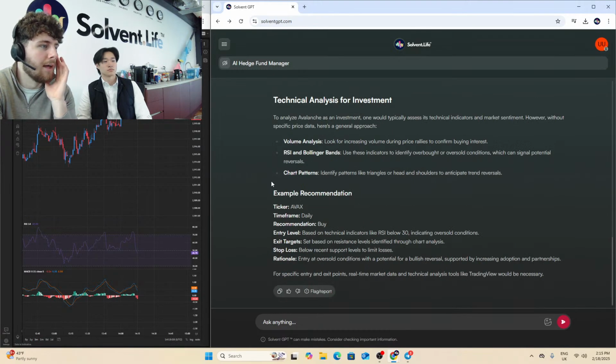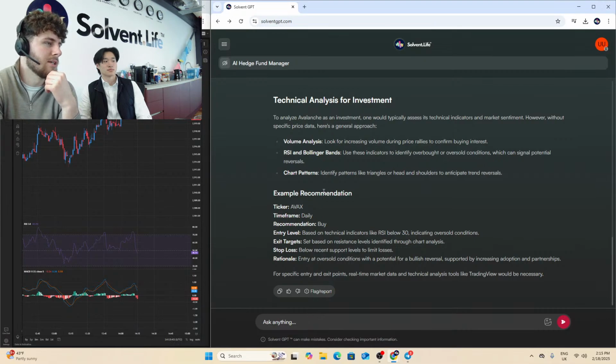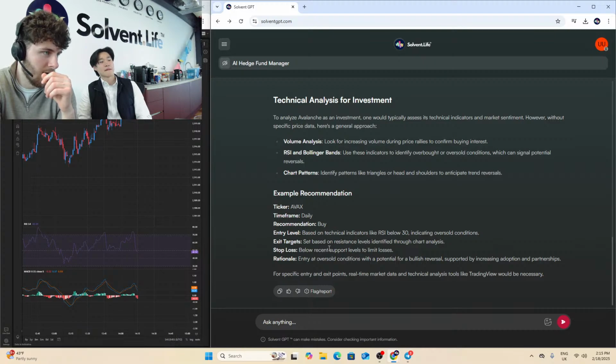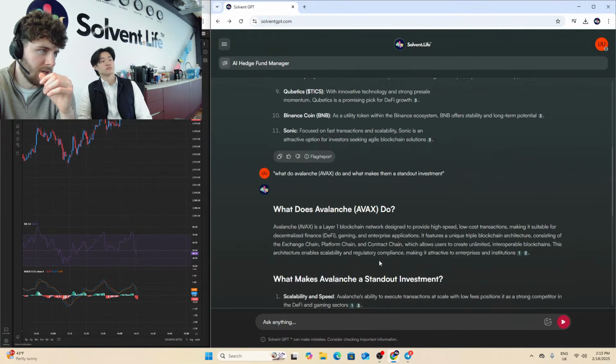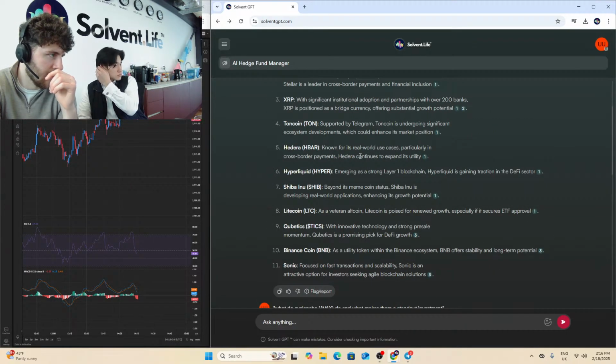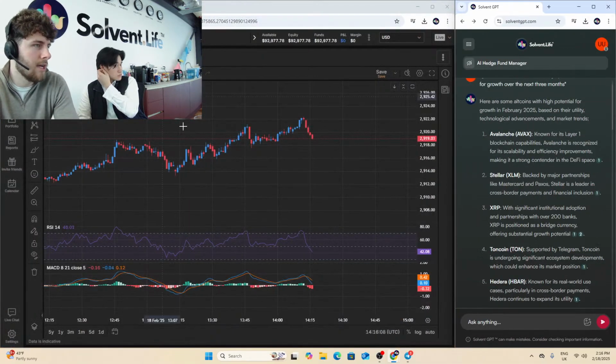Fantastic. And then it's given us a recommendation of an investment that we could potentially trade. So over a daily time frame, it's recommended we buy. We have a few conditions that we can take for our entry level and exit points, and then the rationale. So we need to enter at oversold conditions with a potential for a bullish reversal, supported by increasing adoption and partnerships. Fantastic. So exactly what we need in terms of entry and exit points of that trade.